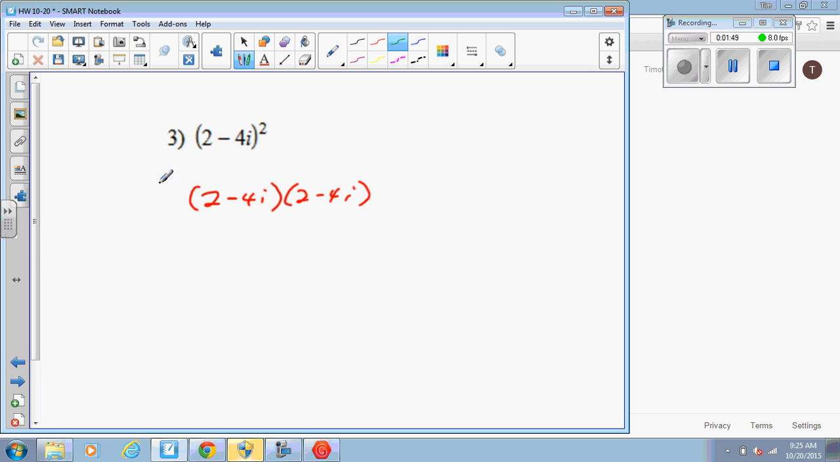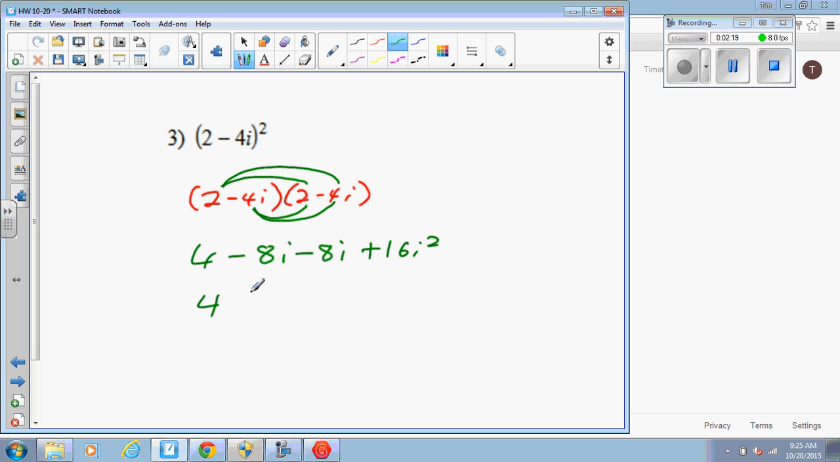So now I'll just say 2 times 2, that's 4. 2 times negative 4i is minus 8i. And then negative 4i times 2 is minus 8i. And then negative 4 times negative 4 is positive 16i squared, because i times i. And now I'm going to simplify this. Basically, when you do these problems, treat the i as if it were an x, and then at the end, when you see an i squared, we're going to change that to negative 1.